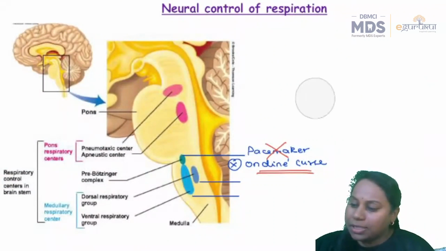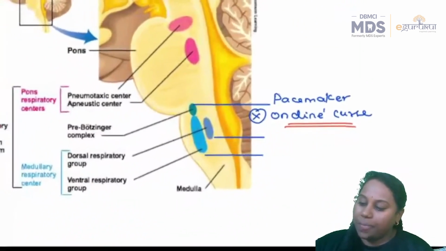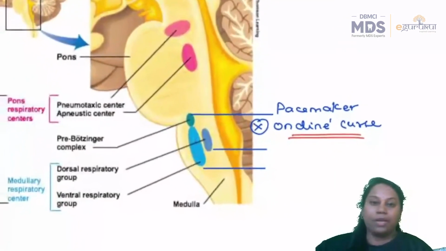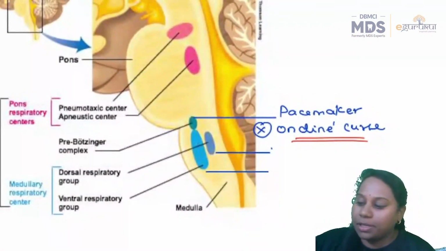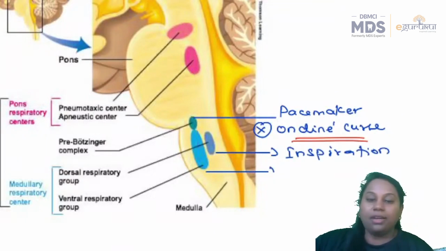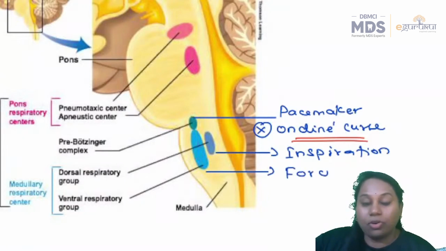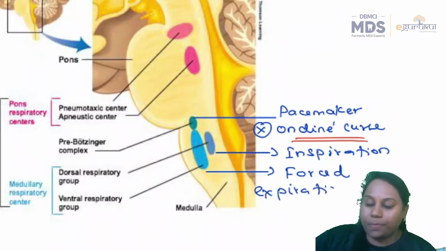The other centers, DRG and VRG. Dorsal respiratory group helps in inspiration, produces the rhythm for inspiration. Ventral respiratory group, VRG, is for expiration, but not normal expiration, forced expiration.